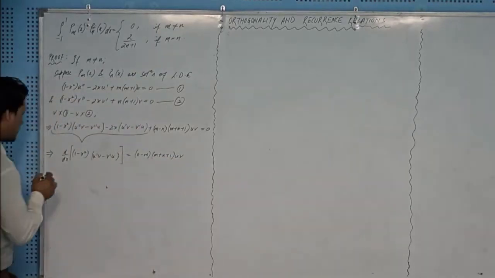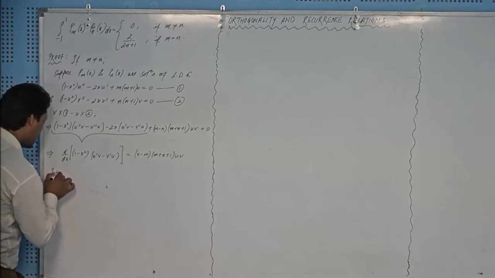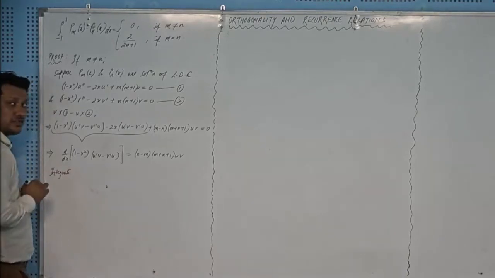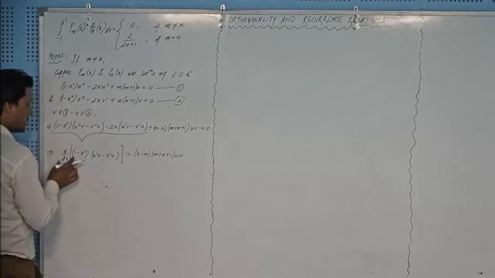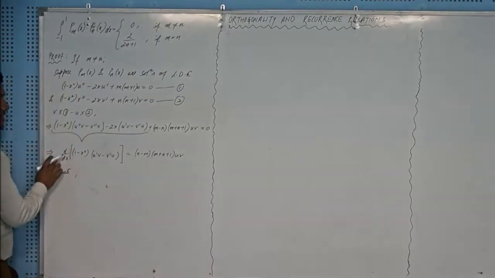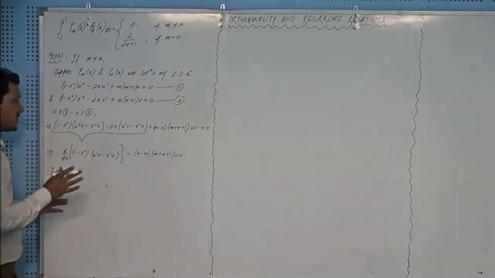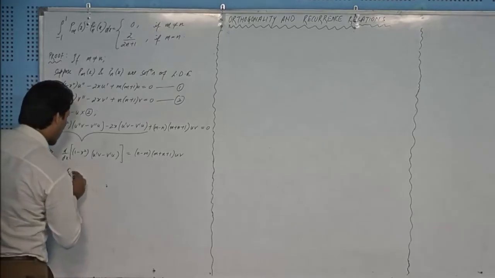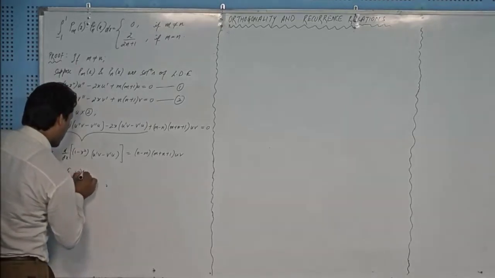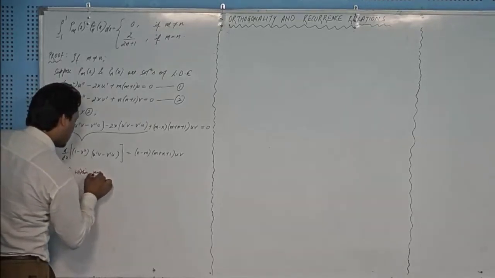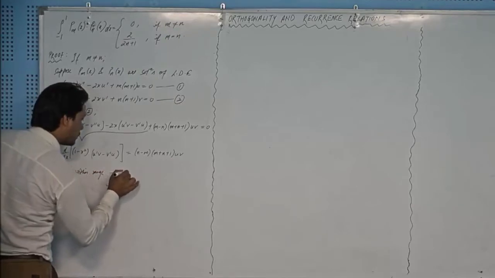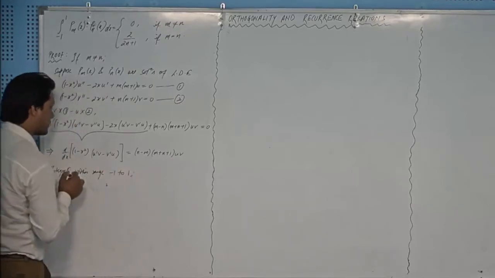Now integrating both sides, integrate both sides with respect to x. And since it is already d by dx, the integration will be cancelled, and integration within the range minus 1 to 1. I should write that, integrate within range minus 1 to 1 with respect to x, obviously.